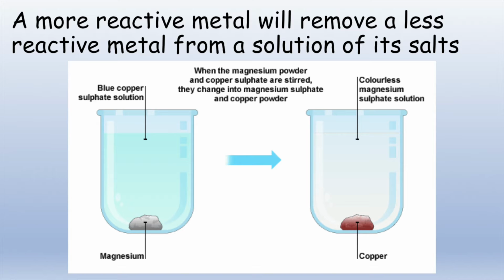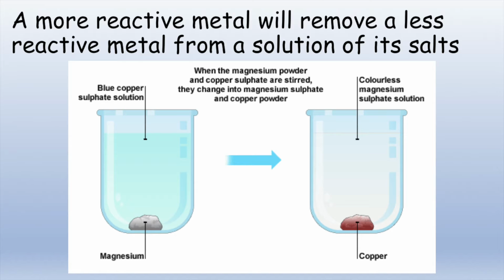A displacement reaction of a metal is where a more reactive metal removes a less reactive metal from a solution of its salts. You are likely to have done displacement reactions of metals in class. You would add a more reactive metal as a solid to an aqueous solution, which is our salt solution. The more reactive metal would break down and become part of the solution, whereas the less reactive metal will form as a solid. This is why displacement can be used in metal extraction.